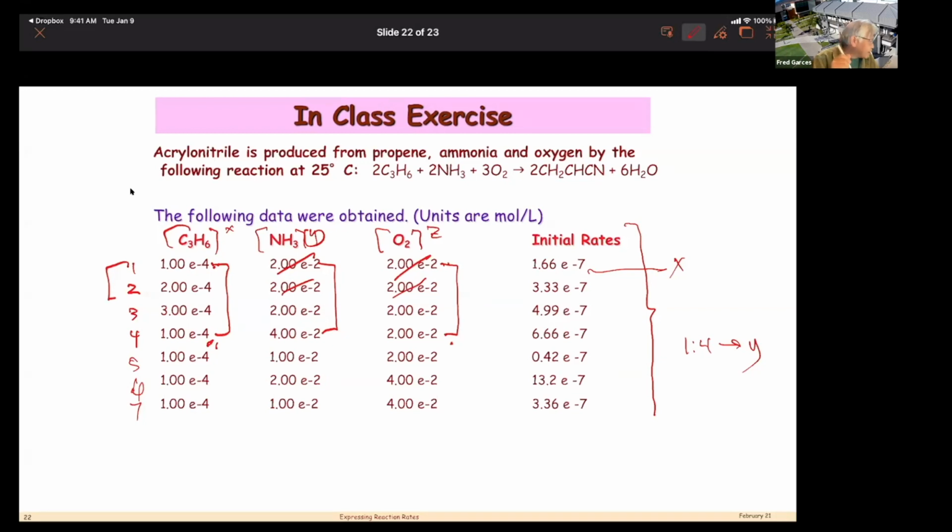Okay, and then finally, the last variable to determine is Z. And so I need to find experiments in which C3H6 and NH3 are the same. So let me look at this. Let's do these 2 right here, 1 and 6. In 1 and 6, the concentration of C3H6 is 1 times 10 to the minus 4. The concentration of NH3 is 2 times 10 to the minus 4. So with 1 and 6, I can get Z.